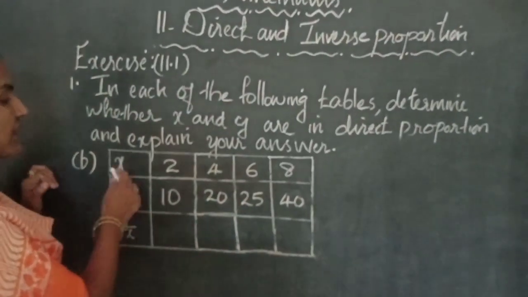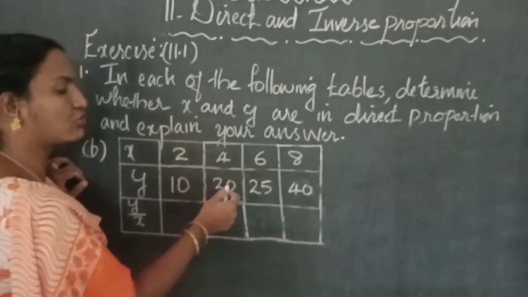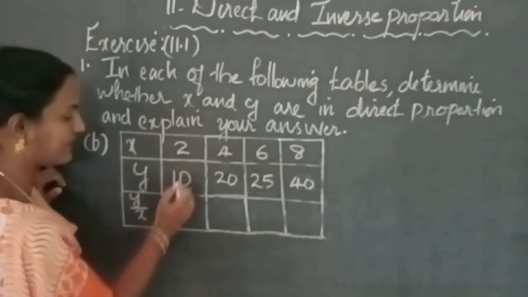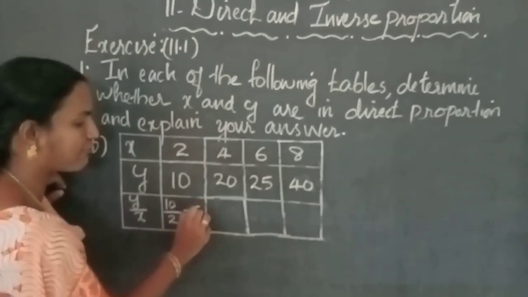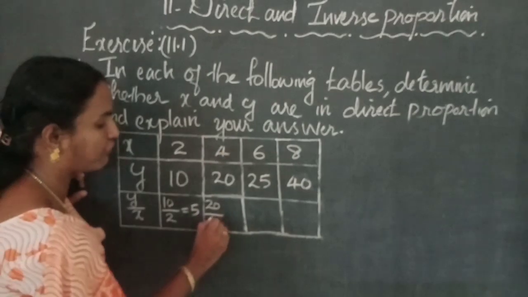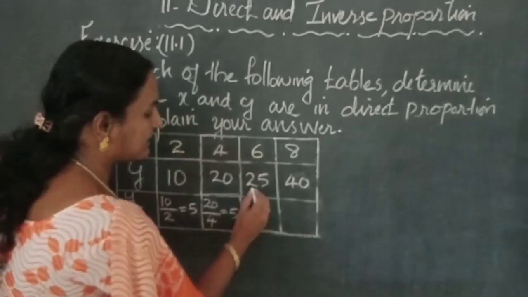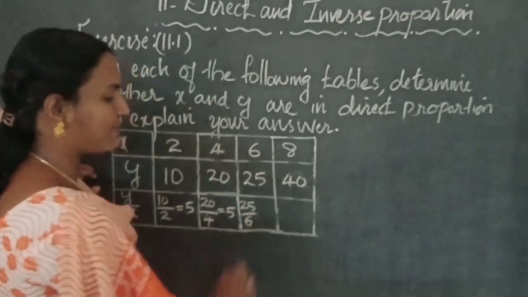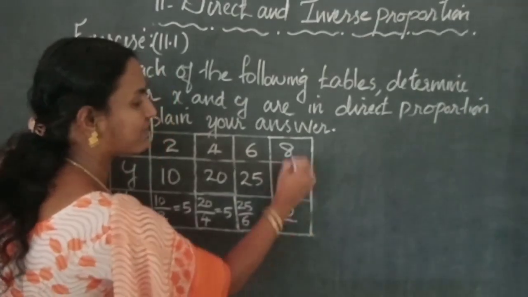In option B, the value of x is given as 2, 4, 6, 8 and y is 10, 20, 25 and 40. First you have to find y by x. So here the value of y is 10, the value of x is 2. So 10 divided by 2 is 5. Then next one, 20 divided by 4 is equal to, how many 4s are in 20? 5 4s are 20. Then the value of y is 25, x is 6. So 25 by 6. Then next one, the value of y is 40, the value of x is 8.